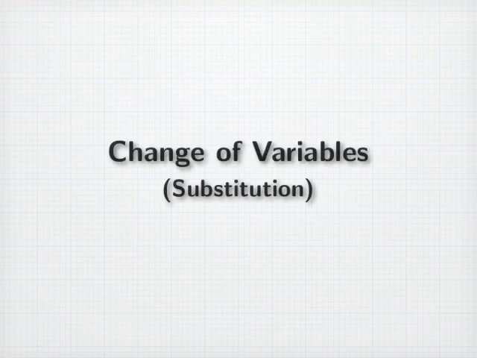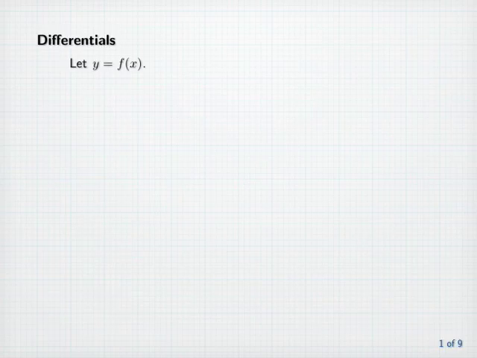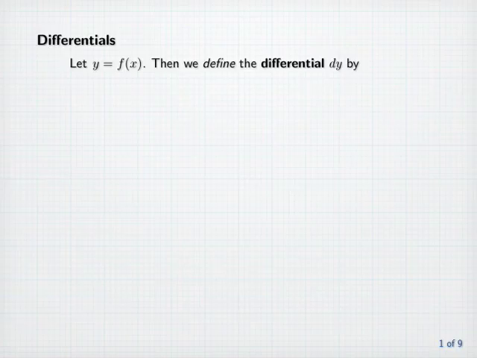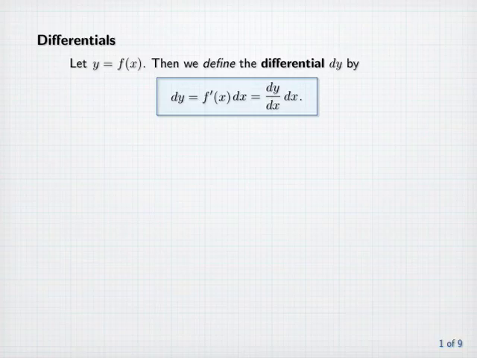Change of variables, or substitution. We first need to talk a bit about differentials, which are closely related to derivatives. Let y equal f of x. Then we define the differential dy by dy equals f prime of x times dx, or dy/dx times dx. Notice that this is defined in such a way that it appears that the dx is canceling out, leaving dy.